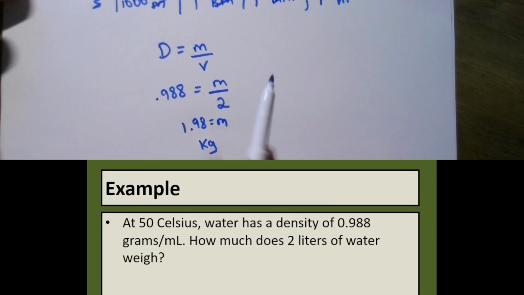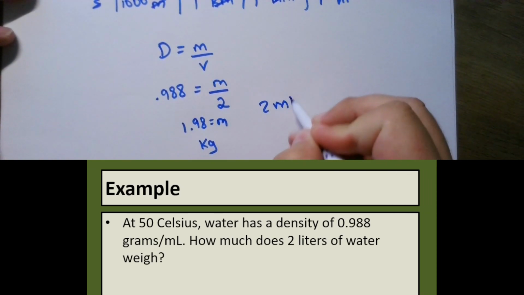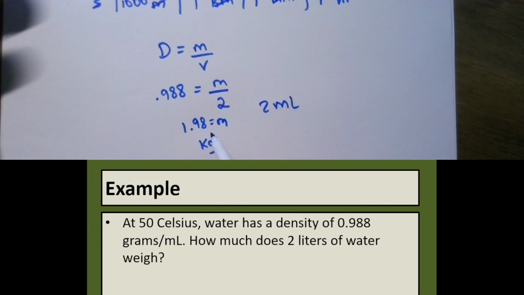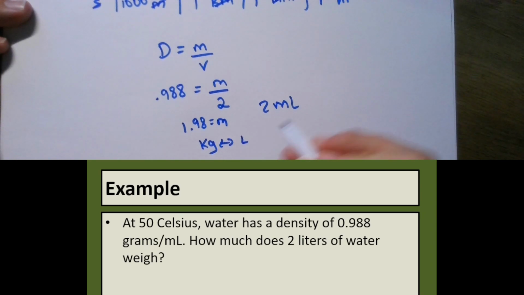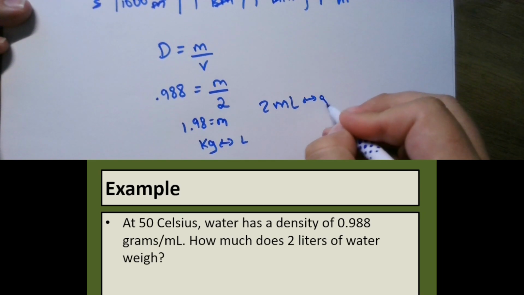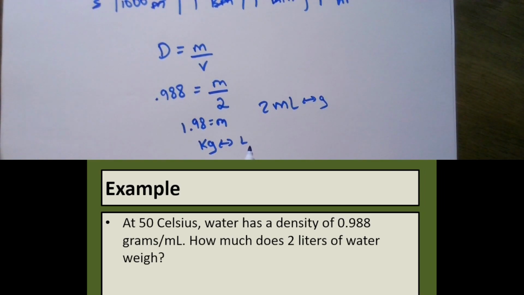Okay. If I said I have 2 milliliters of water, then this would have been 1.98 grams. Okay. Kilograms matches with liters. Milliliters matches with grams. Okay. Liters is kind of a big unit. Kilograms is kind of a big unit. They go together. Milliliters are tiny. Grams are tiny. They go together.